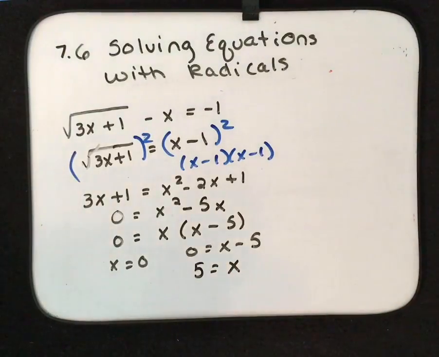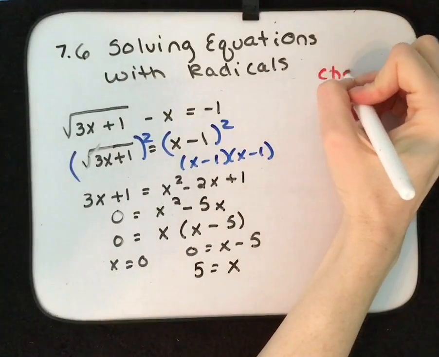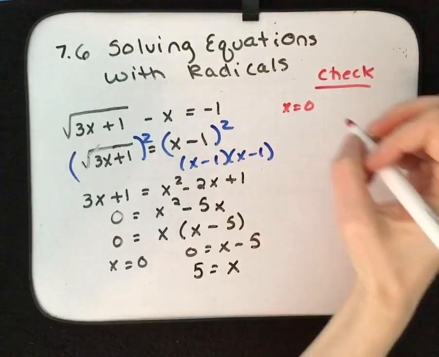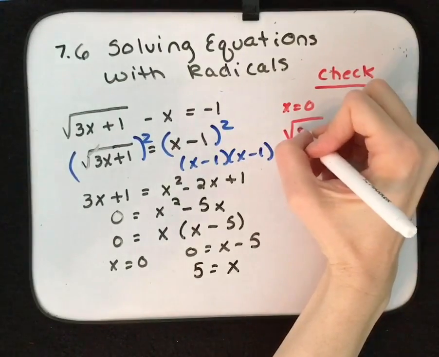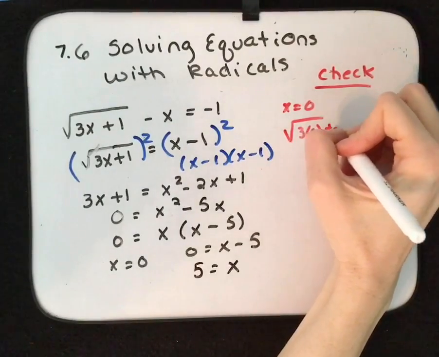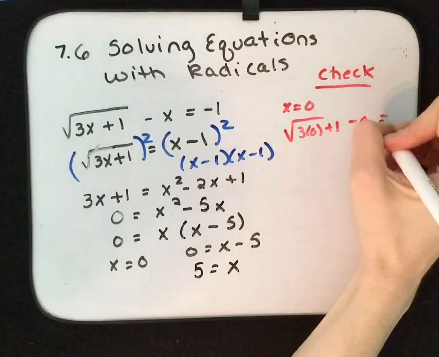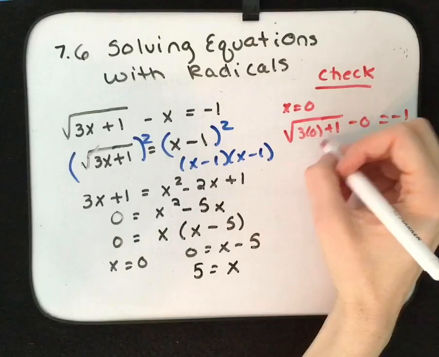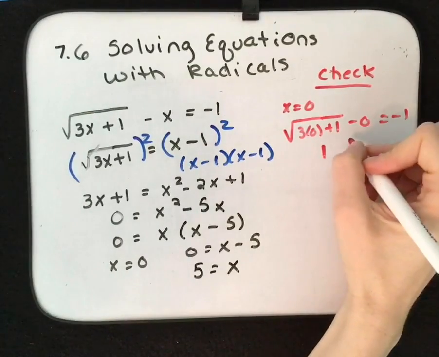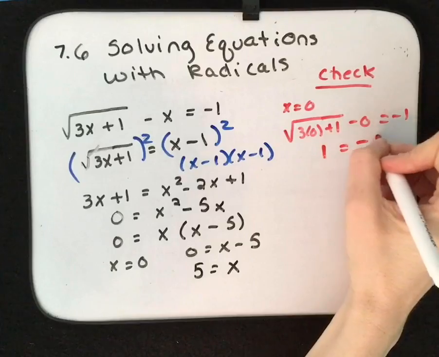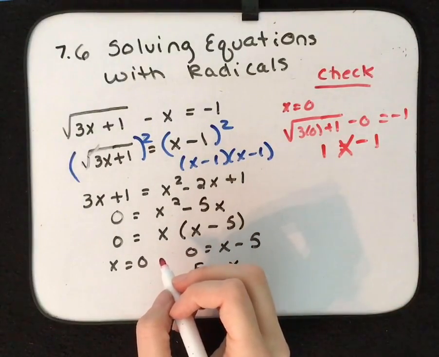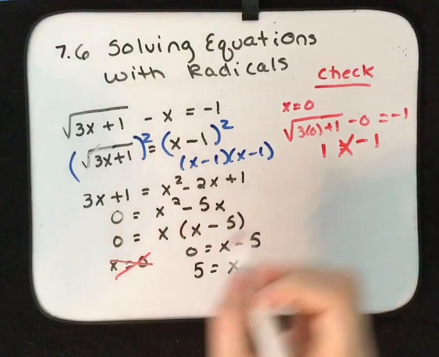So let's check. How about we do x equals 0 first? So that's going to give us the square root of 3 times 0 plus 1 minus 0 equaling negative 1. So the 3 times 0 is 0, so that gives us the square root of 1, which is 1. 1 minus 0 does not equal negative 1. So that means that x equals 0 is not going to work.